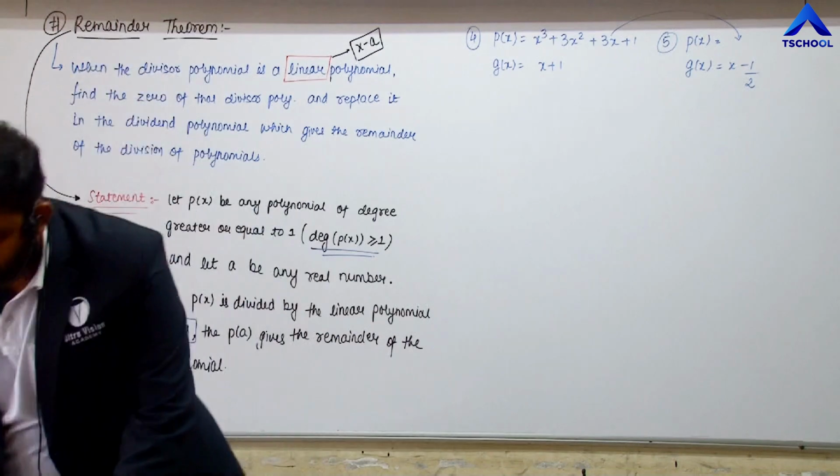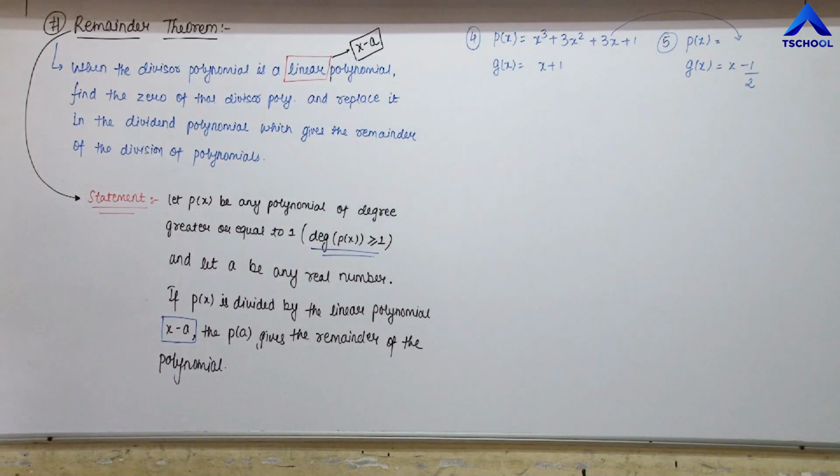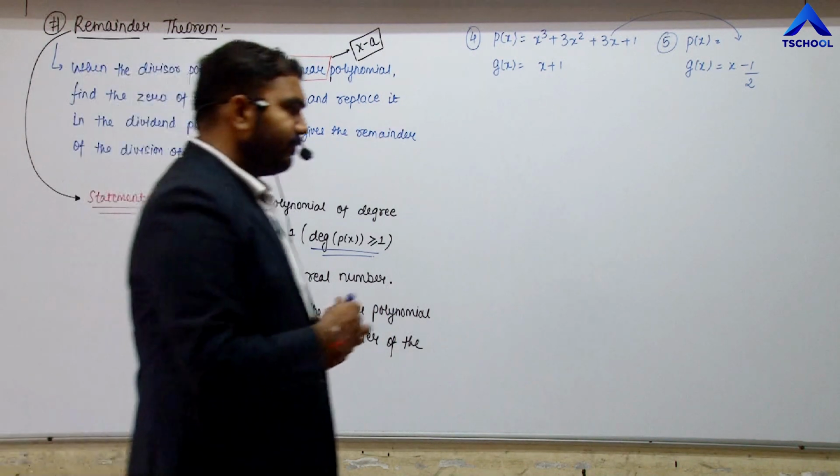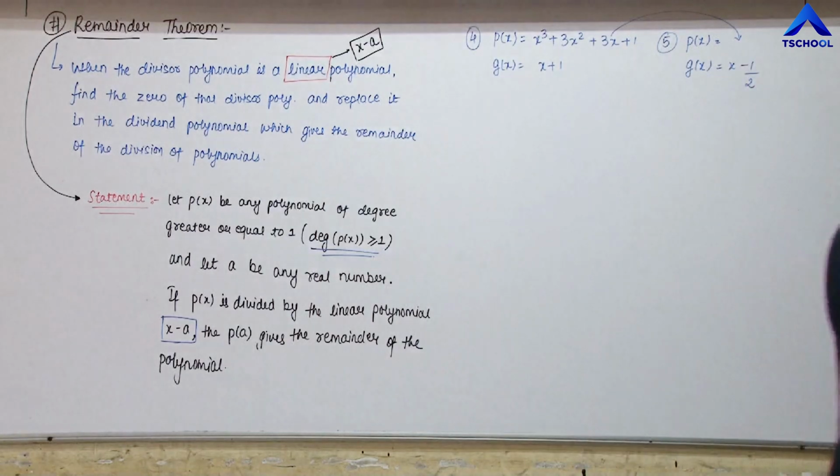I need to find the remainders in both the sums, right? In the fourth one and the fifth one. Now friends, you are going to perform the long division by yourself, okay? And I am going to do it with the remainder theorem. Or should I perform the long division here?